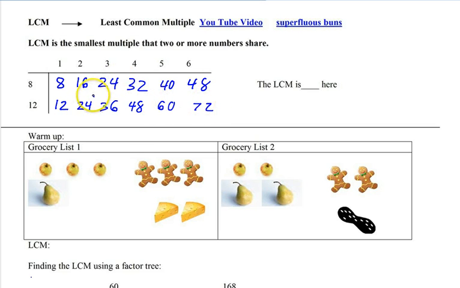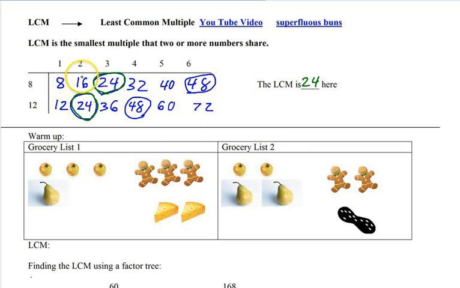You notice we have some common multiples right here. That one's common. That one's common. You can create a lot of common multiples. But with an LCM, what we're looking for is the least of our common multiples. And that's our LCM right there. It is 24.